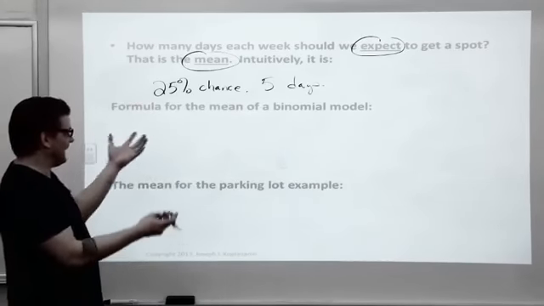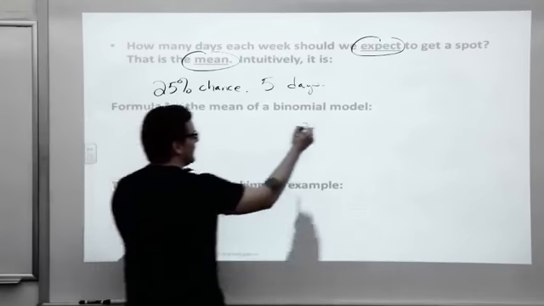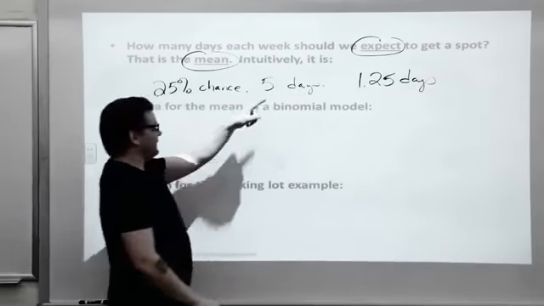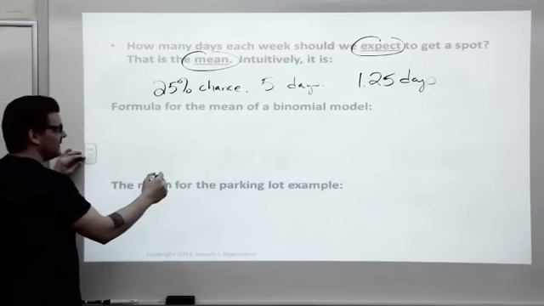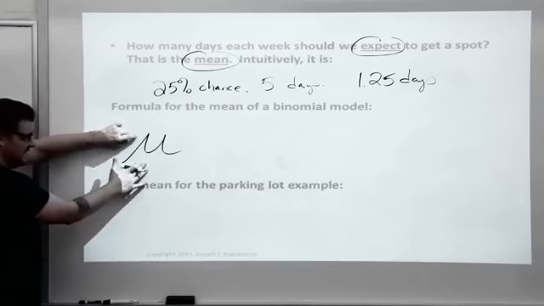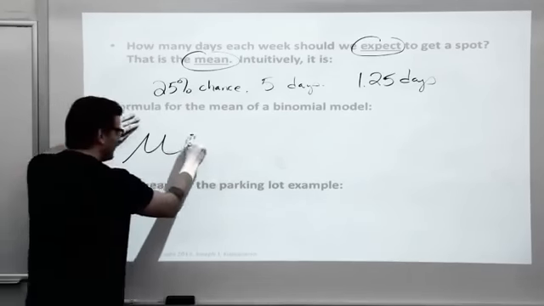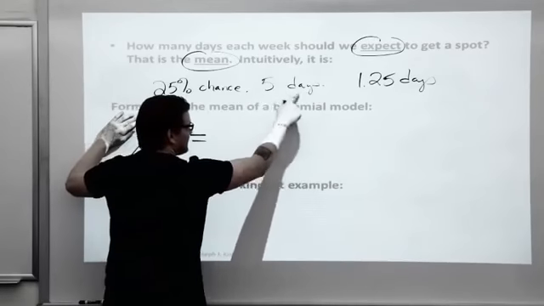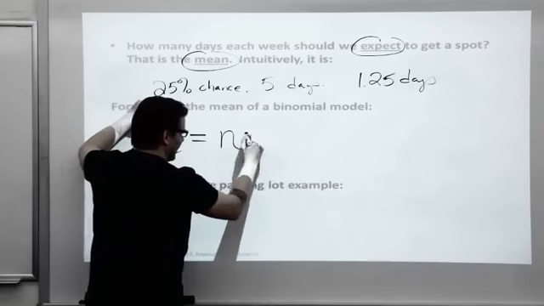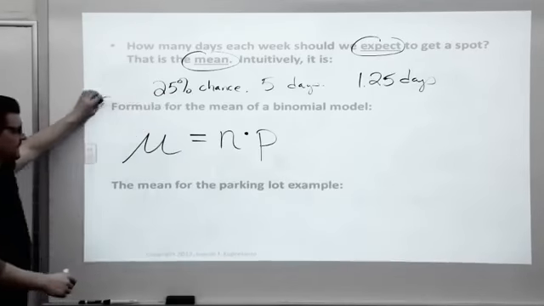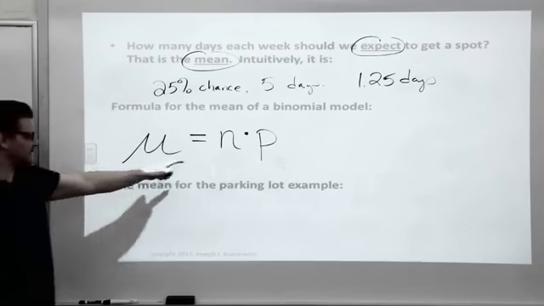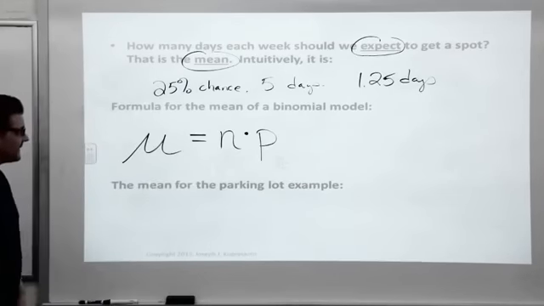That is the formula, right? I mean, 25% of 5 is 1.25, and the formula for the mean, we'll use that symbol mu like we did for normal models. Basically, this is your number of trials, this is n. This is your probability of success. It's just n times p. It's the easiest formula for a mean of the whole semester. It's number of trials times probability of success.